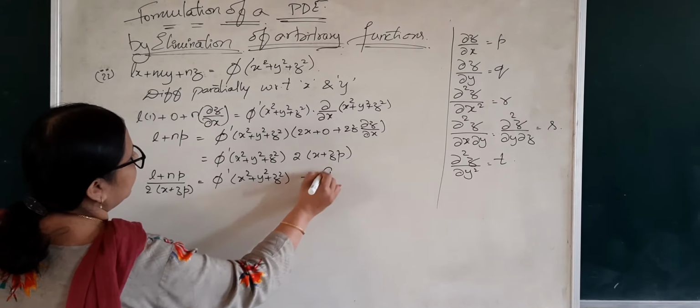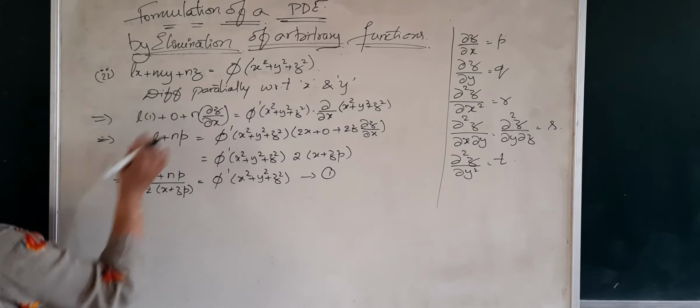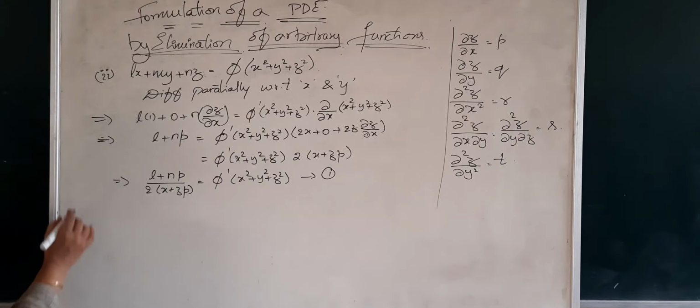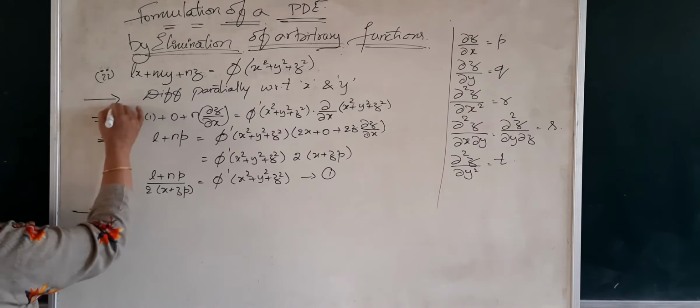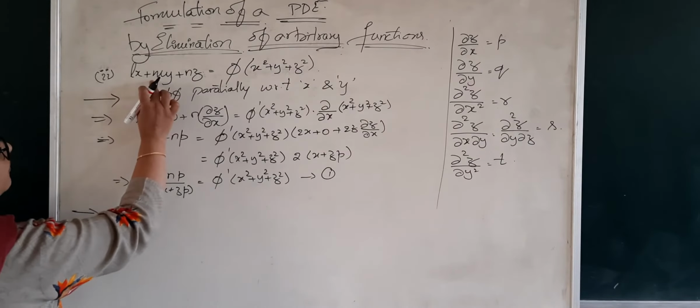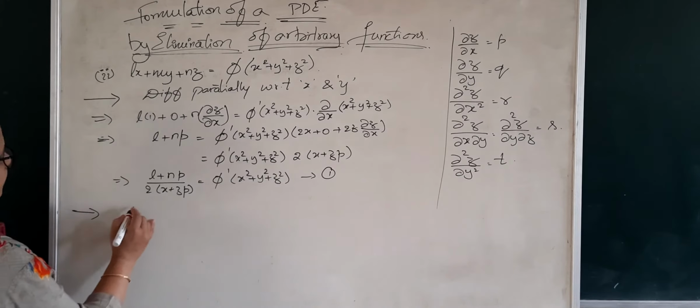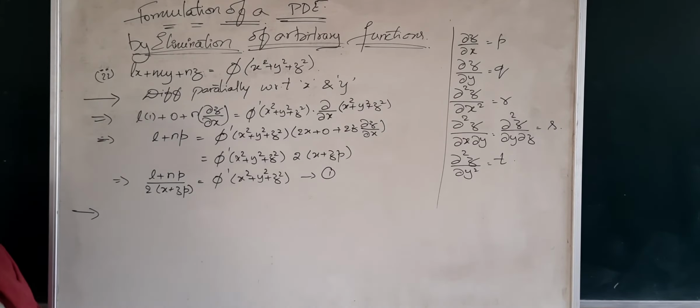You keep it as it is as equation 1. Why? Because it is only partially with respect to x. Now let us consider, this is the first case. This is the second case. We will now differentiate partially the same equation with respect to y, treating x as constant.